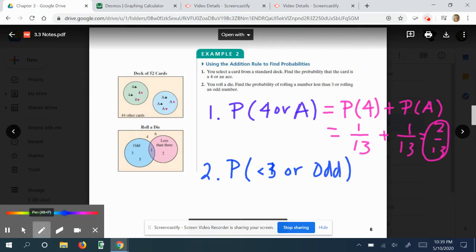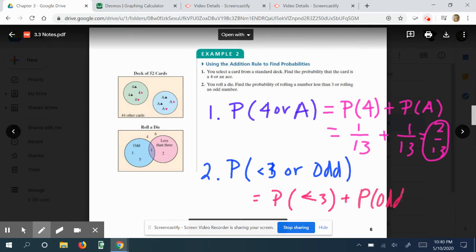Okay, so let's think about it. The probability of less than 3 plus the probability of an odd, and then the question is, can you have a number that's less than 3 and odd? The first number I think of is 1, and that's both odd and less than 3. So we have to subtract the probability of an odd number less than 3. The only one I can think of is 1. The probability of picking a number less than 3 would be 1 and 2. You get a 1 or a 2.